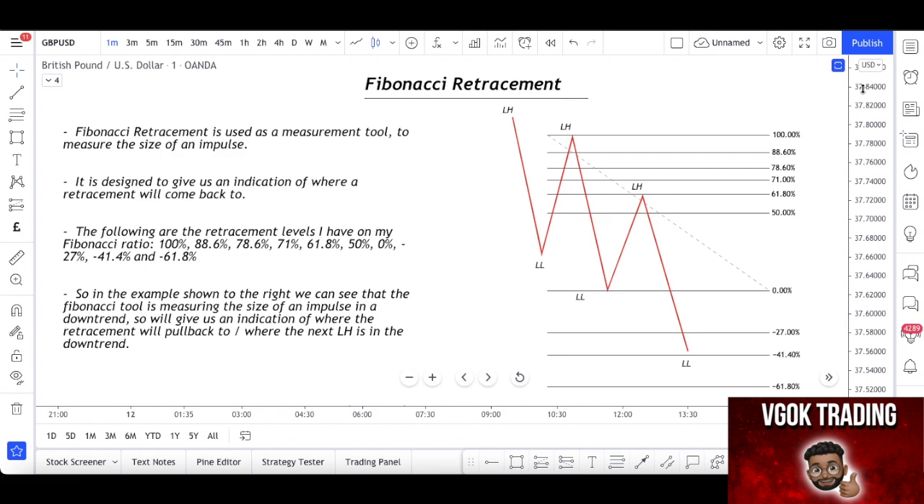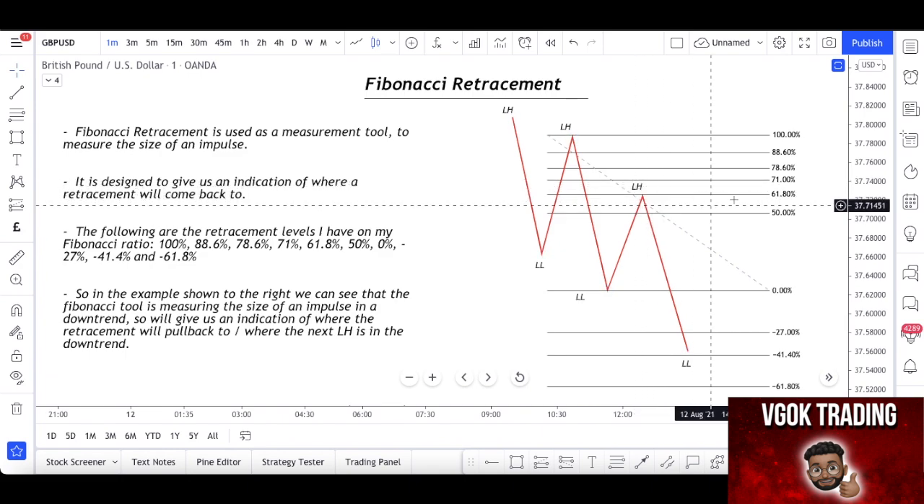As you can see on that example that I've shown you guys on the right hand side, the Fibonacci tool is measuring the size of an impulse in a downtrend. We can see that it's measuring the size of the impulse from this lower high to this lower low, and that is the larger of the two moves within the wave in a downtrend. So this is going to be giving us an indication of where the retracement is going to pull back to, ideally where the next lower high is going to be forming in the downtrend.